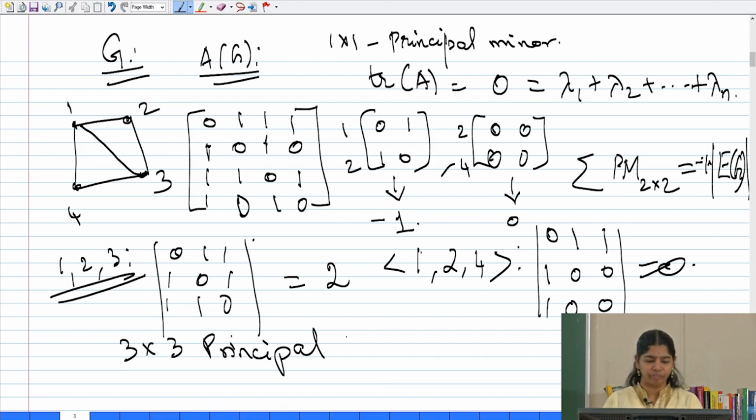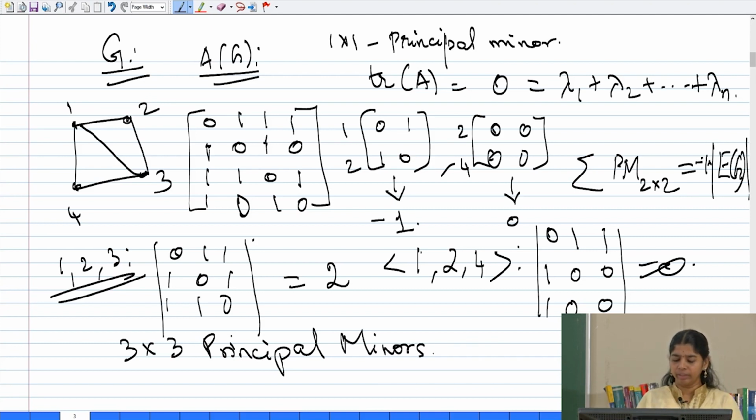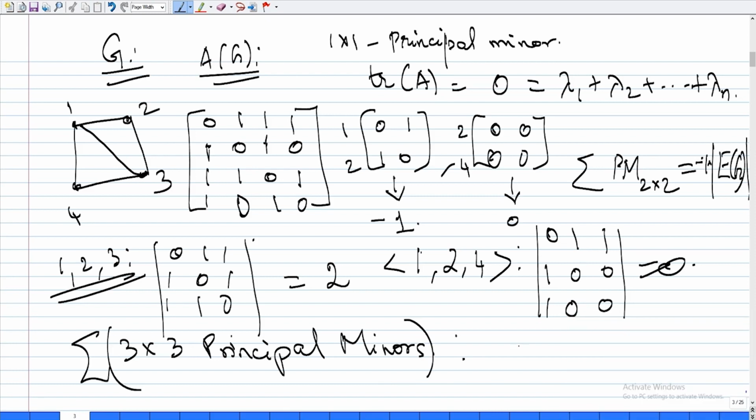So if you look at the coefficient b_{n-3}, it gives the sum of all the principal minors in such a way that it is twice the number of triangles. So the sum of all the principal minors gives twice the number of triangles in G, right.